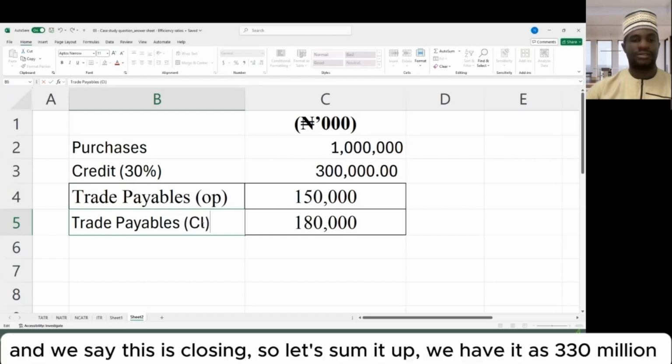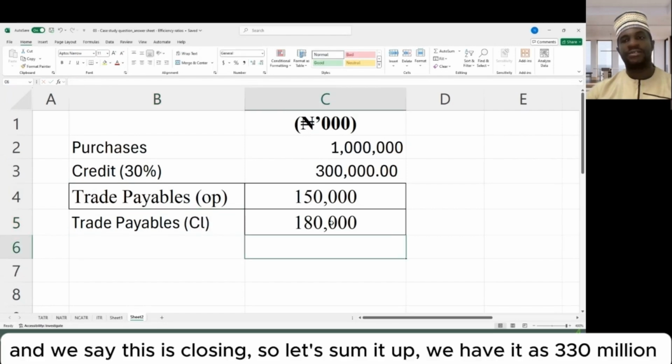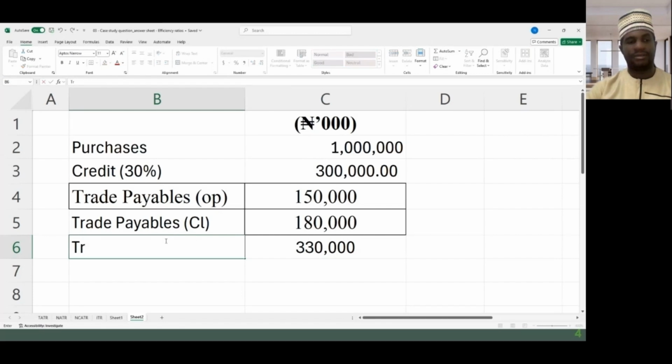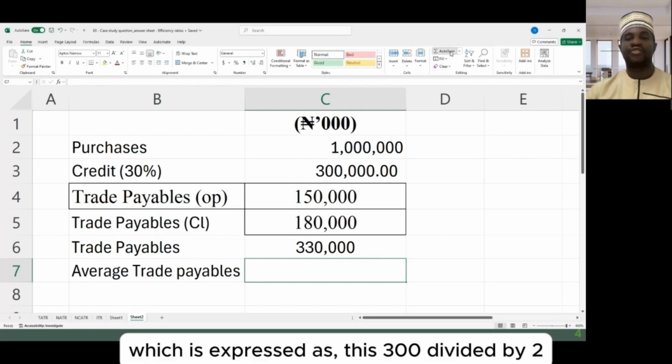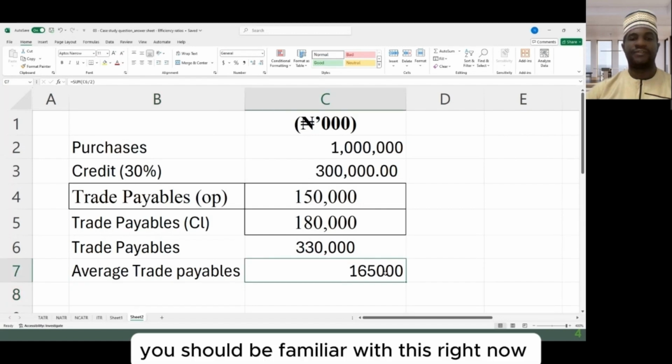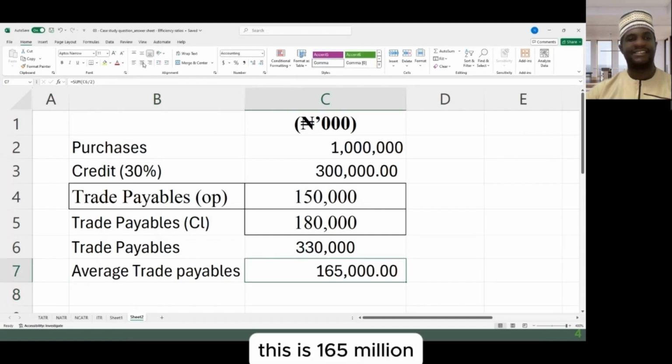So say this is closing. So let's sum it up. We have it as 330 million trade payables. So let's have the average trade payables, which is expressed as this 300 divided by 2. Should be familiar with this right now. This is 165 million.